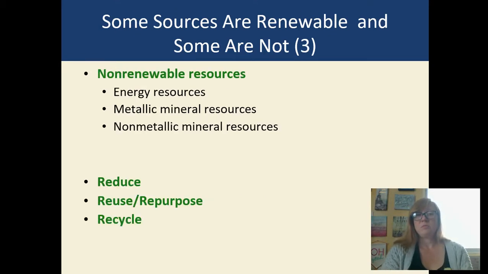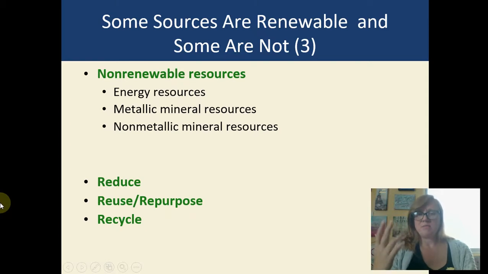So what are some non-renewable resources? Other energy resources, metallic minerals. You're going to mine for gold. There's only so much gold on the planet. We can't make more. It's an element. So that's not renewable. And non-metallic mineral resources like silicon, which we use for lots of things and is found in computer chips. It's very useful. It's actually a metalloid, but whatever. Those things are not renewable. Once they're gone from the earth, once we've mined the last piece of gold, it is gone forever and ever.